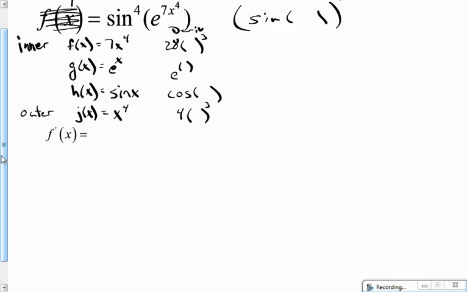So the first thing I'm going to do is work bottom up now. I'm going to work with j first. I'm going to write the derivative of j. The derivative of j is 4 times something to the third power. What goes in here? Cosine goes in. I don't want to change the inside. I want to change the outside. I don't want to put cosine in there. When I do the derivative of the outside, the Tootsie Roll center needs to stay the same. So this is going to be sine of e to the 7x to the fourth. That's the first step.